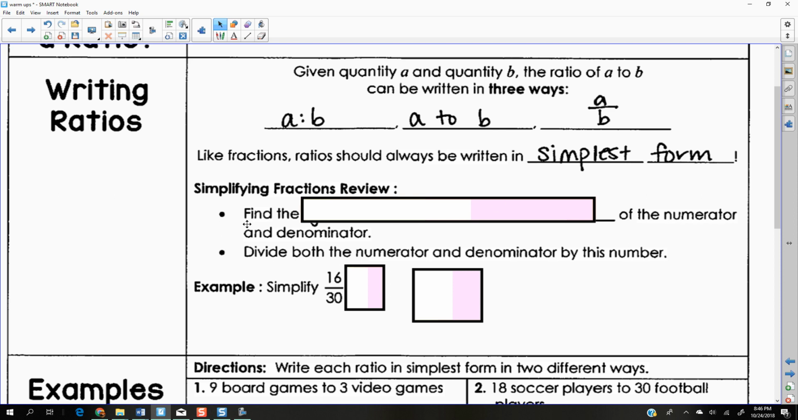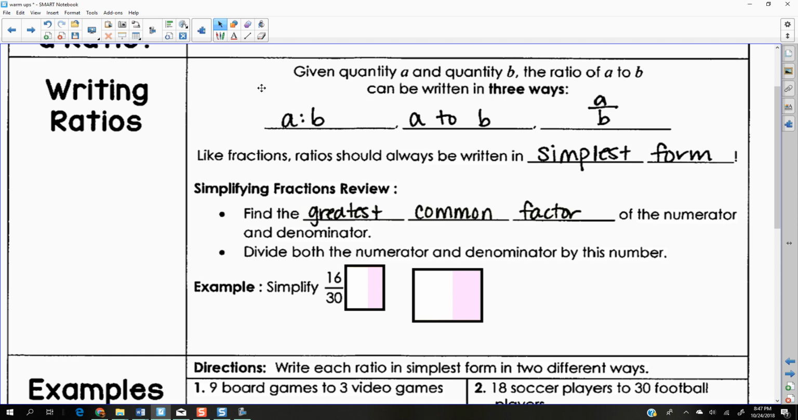All right, so just a review on simplifying fractions. Remember, you need to find the greatest common factor, the number that will divide into both your numerator and your denominator. So here you have 16 and 30. Well, we know they're both even numbers, so we know that 2 will divide into them. What else will divide into 16? So we're going to look at the numerator, the smaller number. The only other thing that will divide into 16 is 4.